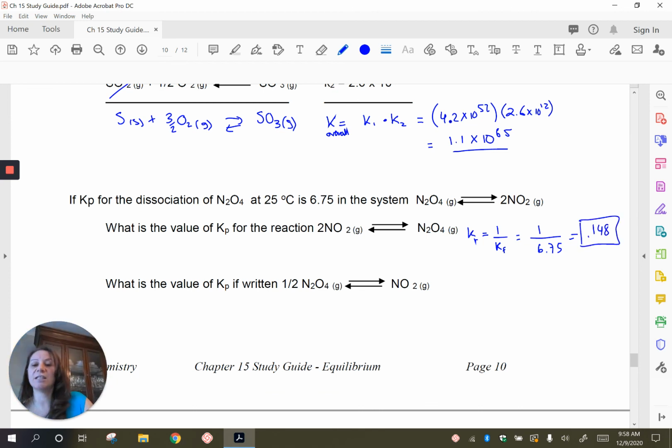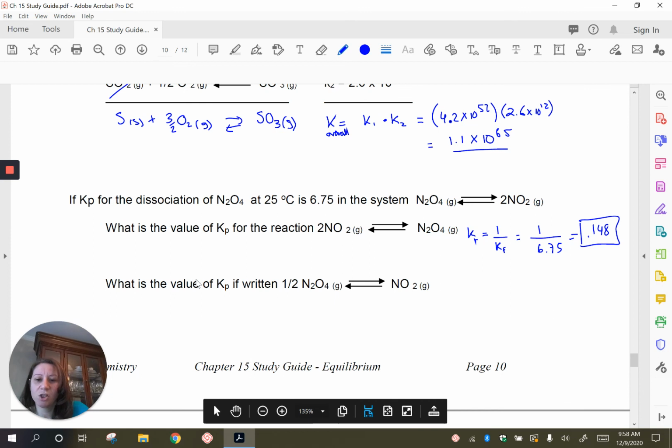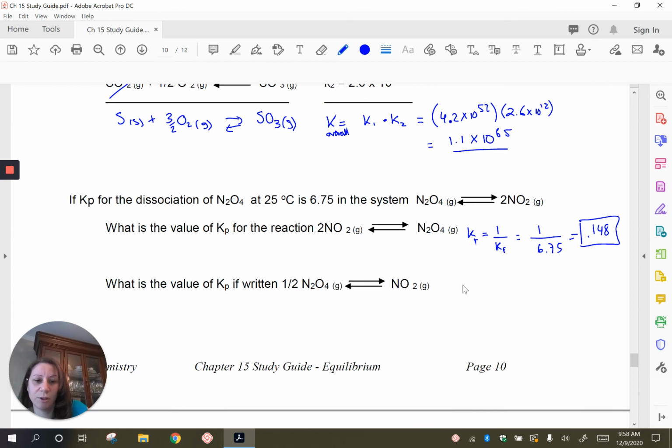Okay, let's look at this one here. So I want to know Kp for this reaction. How does this reaction relate to this one right here? It looks like we halved it, right? And so we take our K to the power of half. So it'd be 6.75 to the power of 1/2, or the square root, basically, which equals 2.60.